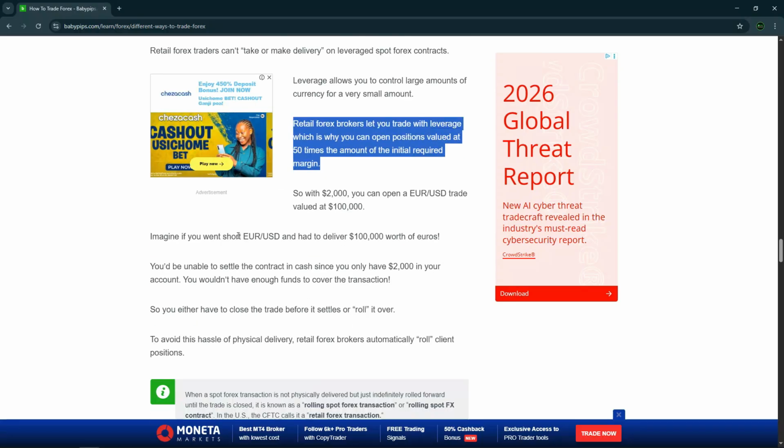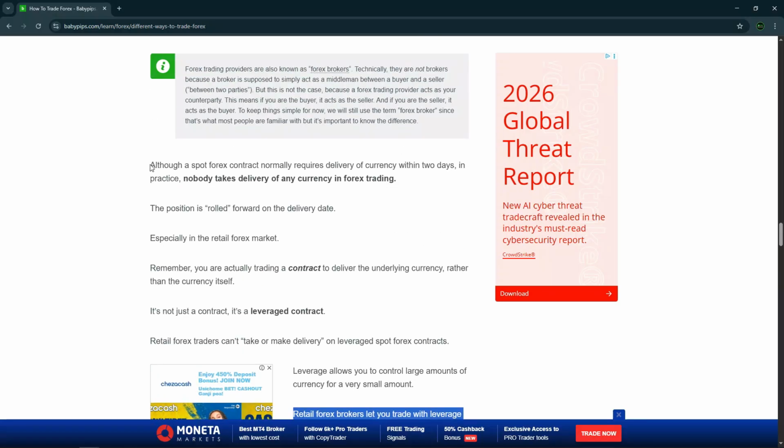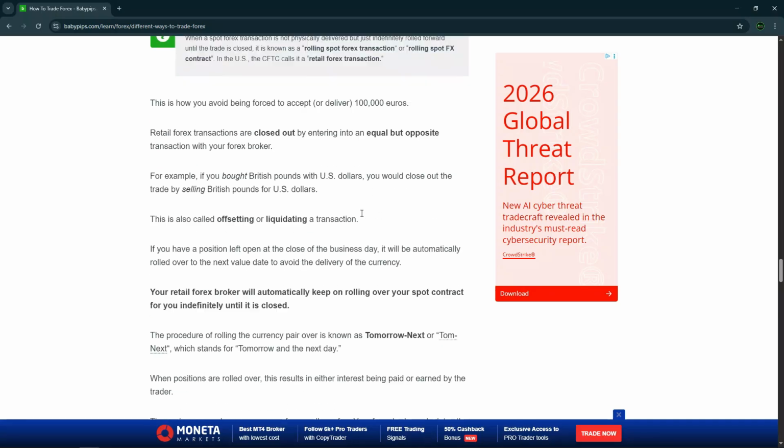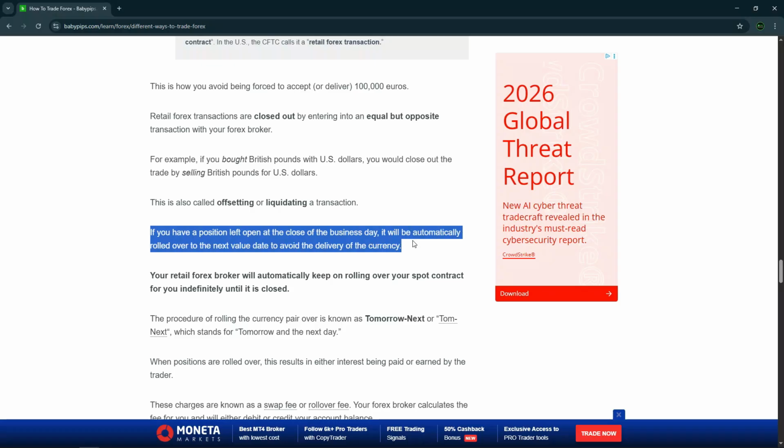Now, in the real forex market, currencies are supposed to be exchanged after a trade, but in retail trading, that doesn't happen. You don't receive real euro or dollars. Instead, if your trade stays open, your broker automatically keeps it running by rolling it forward. This avoids any actual exchange of money.